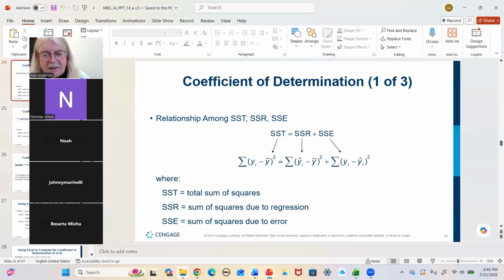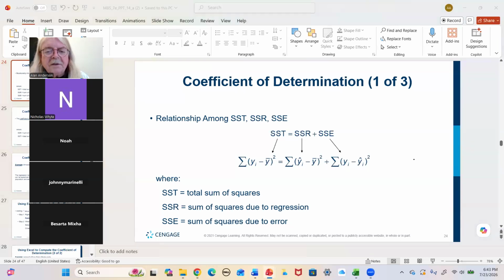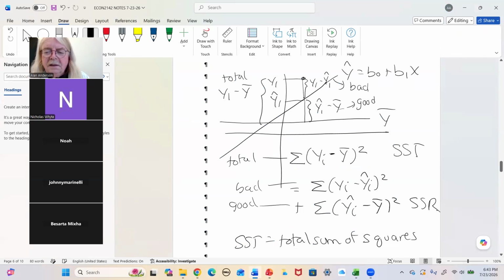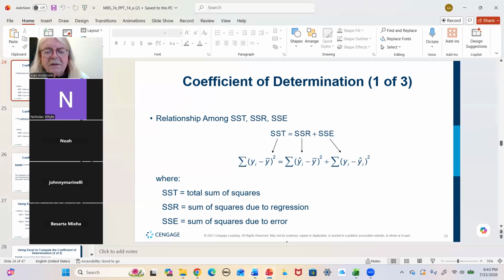So these all have very interesting names. SST, SS stands for sum of squares, by the way. We have SST, SSR, SSE follow. SSE stands for error sum of squares. SSR is regression sum of squares.